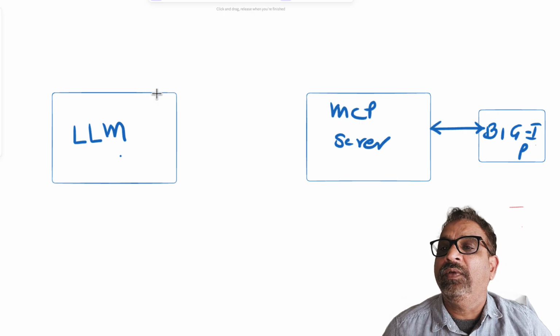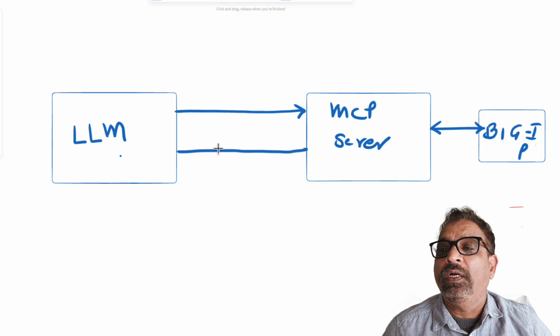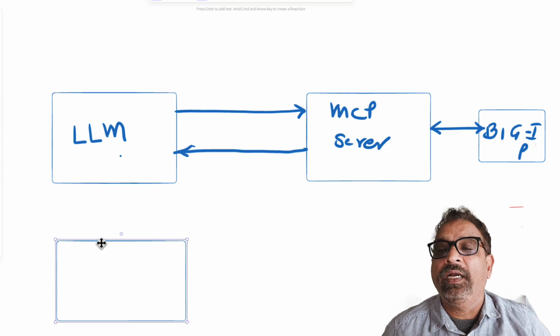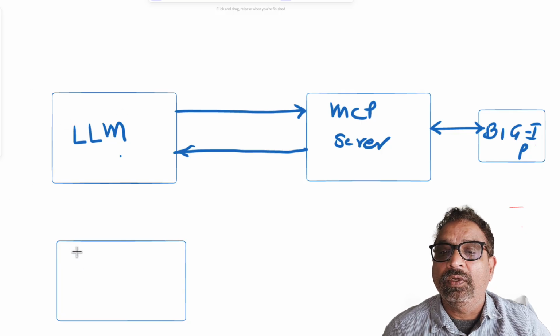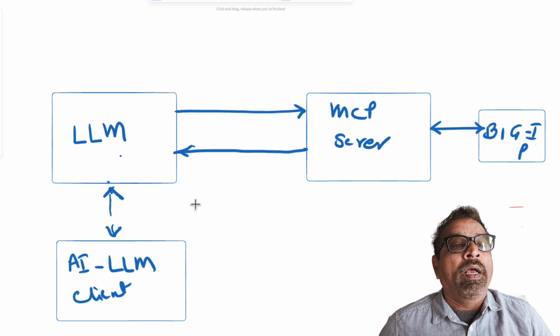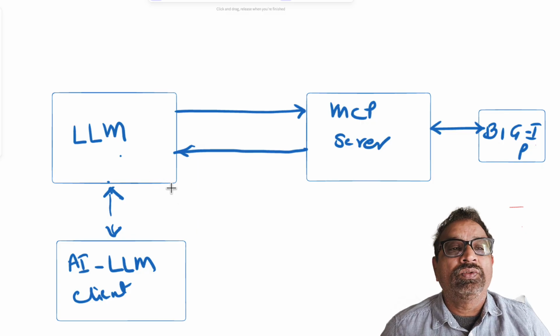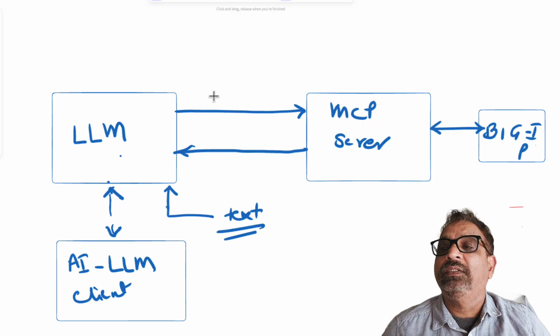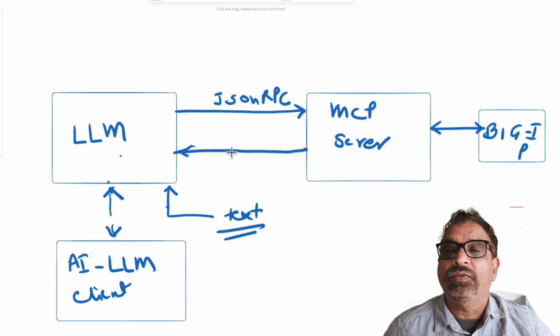So in this way, you have RPC going on between the MCP server and your model. It's not direct, but basically it goes through your AI client, right? So this is your AI client, which we saw in that file, the AI LLM client file or code. And that basically goes and talks to the LLM. And the final reply text will come back through the LLM. So this is your JSON-RPC, which is going on between those two devices.